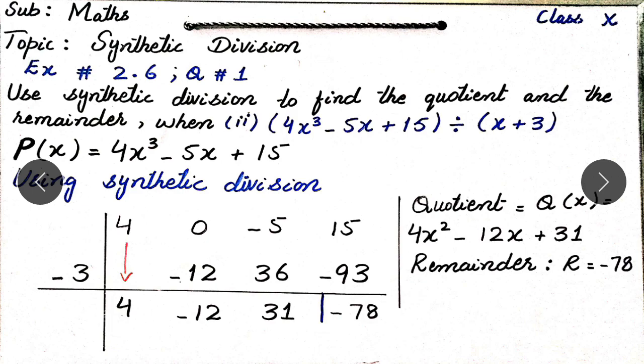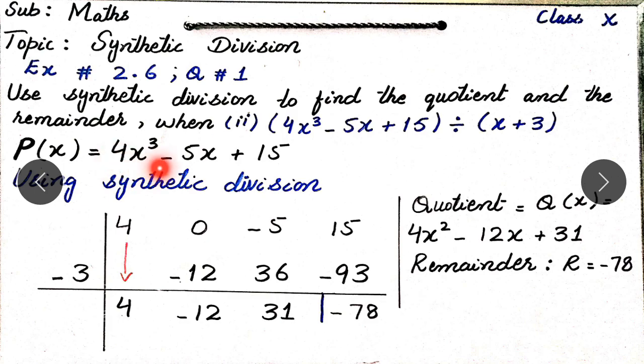As when you use the long division method, the quotient is above that division sign. Here we have the quotient, and here it will be the remainder. So 4 is written here, then minus 12 and 31. Now, what variable should be raised to the power? You have to think upon it.